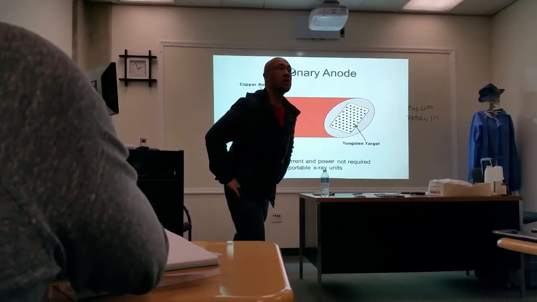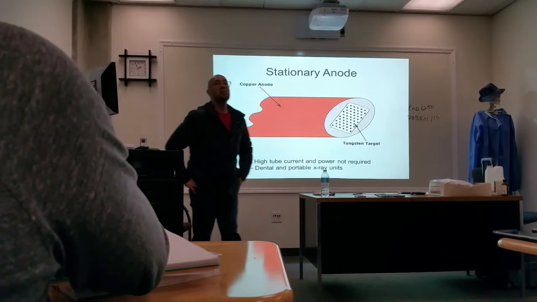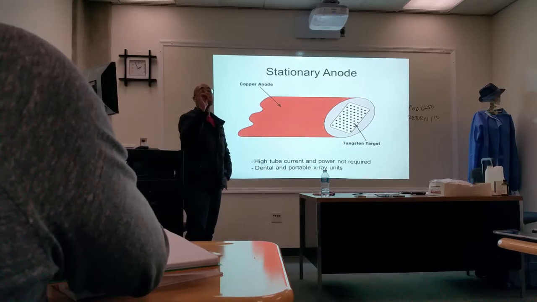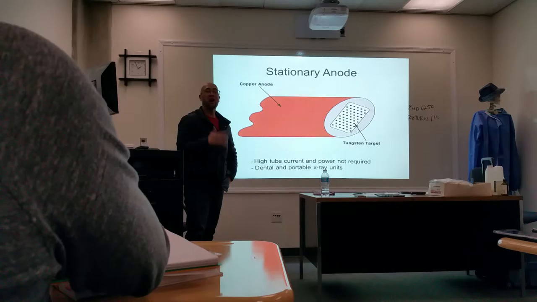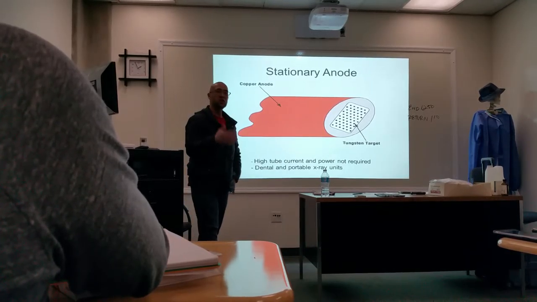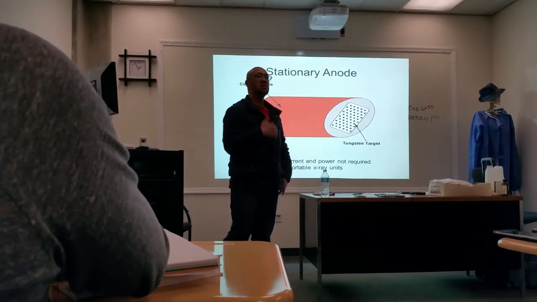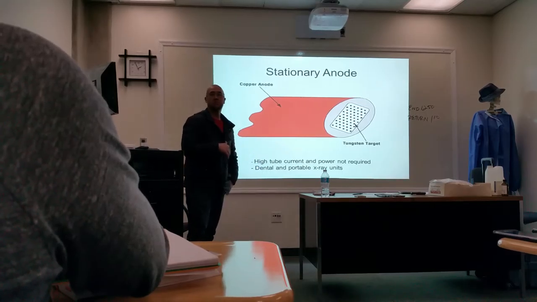It just happens over time. It happens over time also with misuse of mA and kV. With higher mA and kV, it's going to be a stronger bombardment. You're going to increase the chances of damage on that tube.